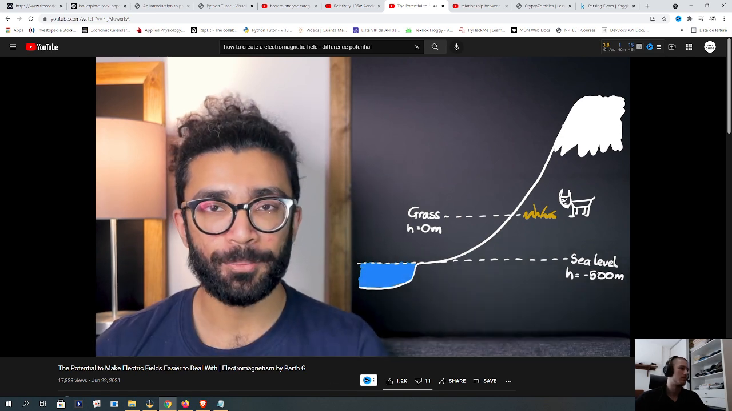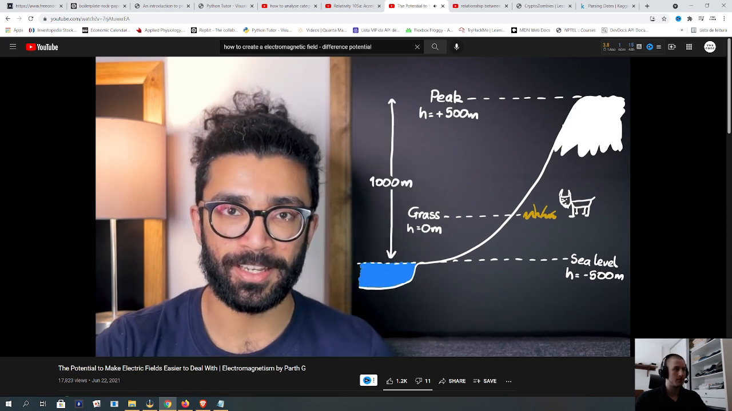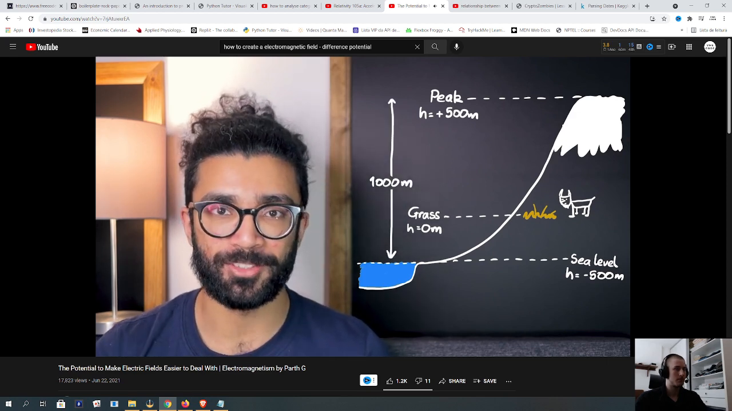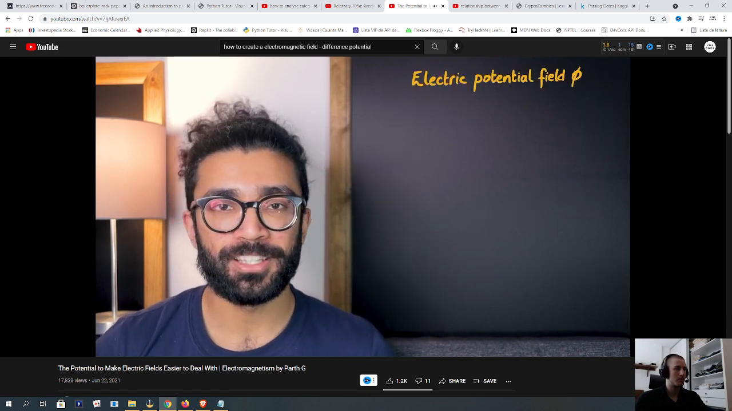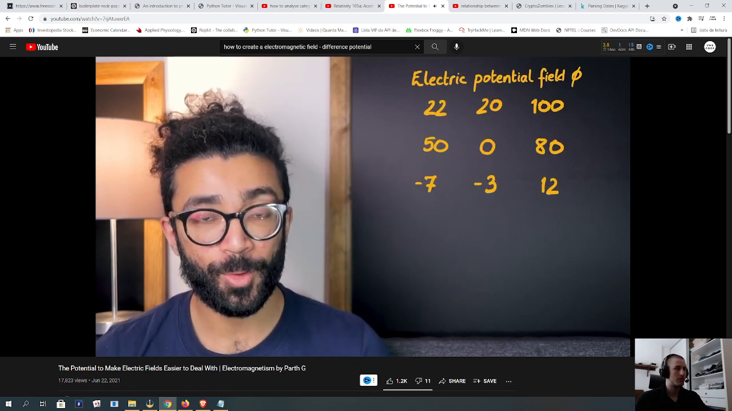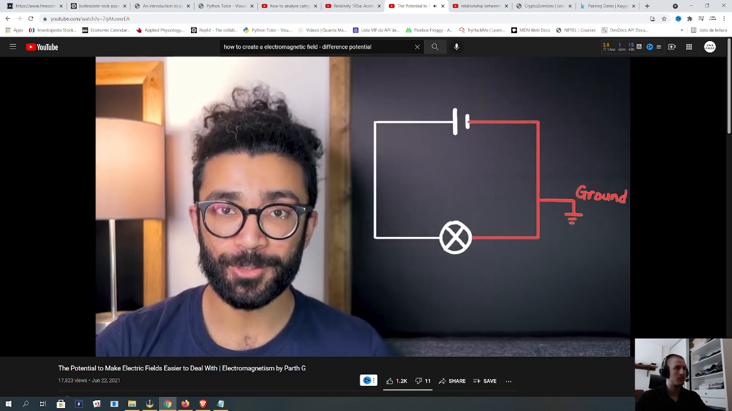New coordinate system, and the peak of the mountain is at a height of plus 500 meters. This is also a valid measurement system because the difference in height between the peak and sea level is still 1000 meters. The most important thing we're learning here though is that we're working with a rather clever goat. So coming back to our potential fields then, we can choose what point in our potential field we want to set as being at zero potential. Now when we study electric circuits, we commonly choose the wire that is grounded or connected to earth.